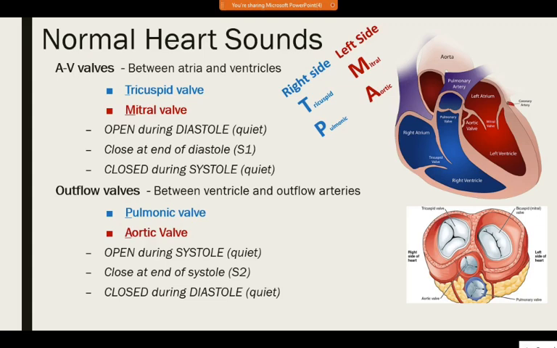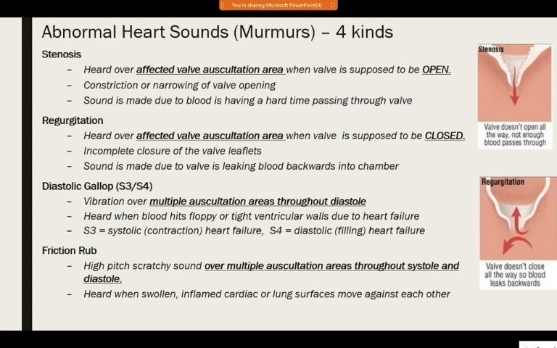Now, of course, with murmurs, which is what we're going to be talking about, you are hearing all the other sounds. So you could be hearing all kinds of things. We're going to break down that it really matters when you hear it. So I'm going to skip this slide for a minute. We're going to come back to it.